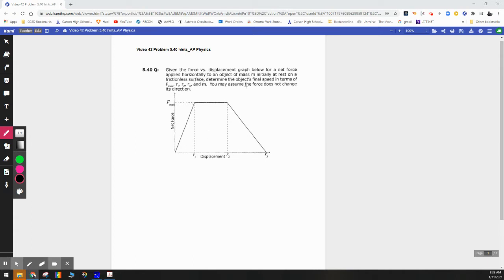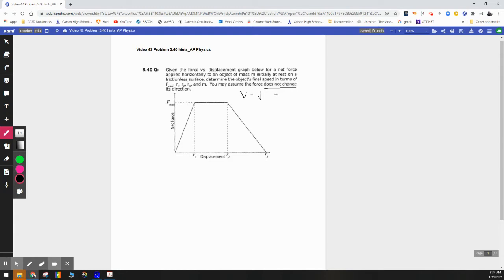for a net force applied horizontally to an object of mass m, initially at rest on a frictionless surface. Determine the object's final speed in terms of these variables. You may assume that the force does not change its direction. So that means we're going to have velocity equal to something that has F, R1, R2, and R3 inside of it.